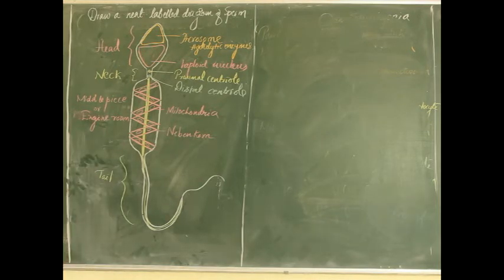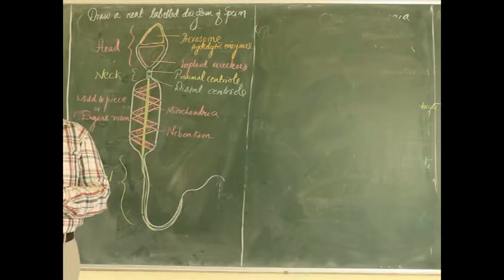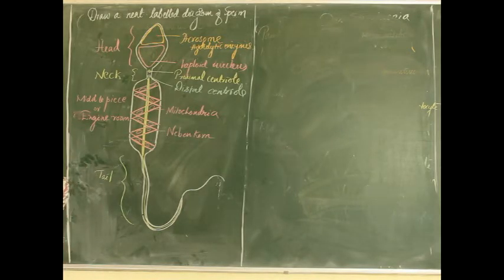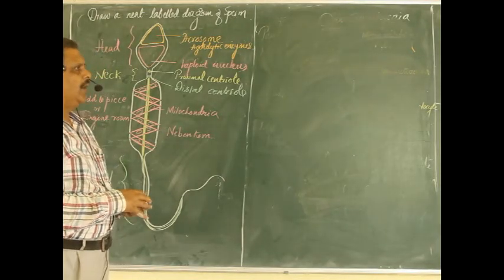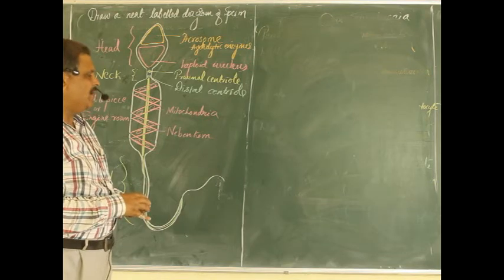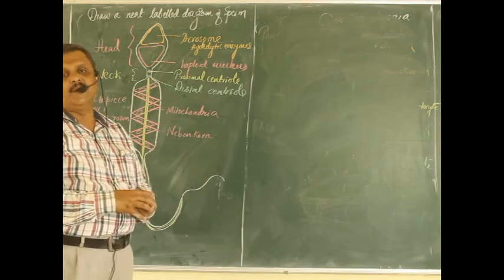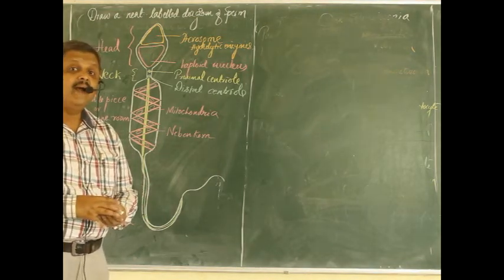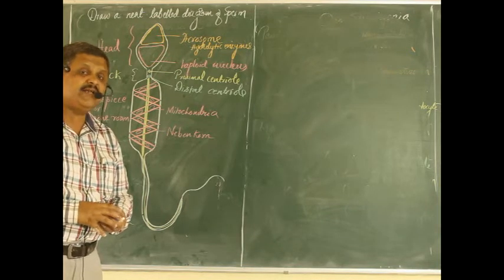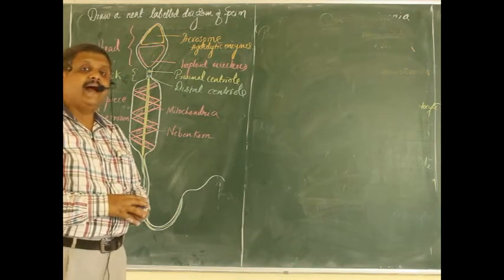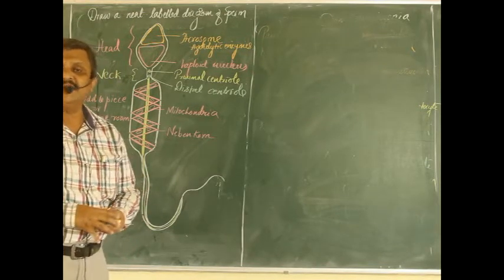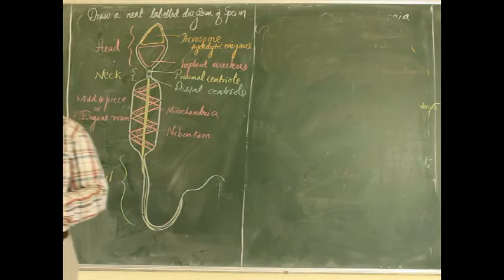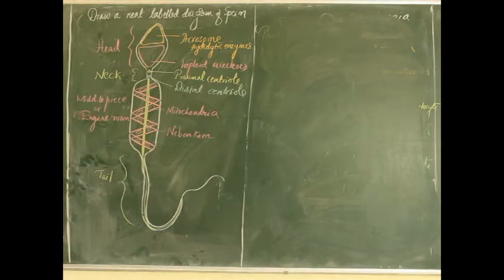And my dear students, out of these sperms which are ejaculated during the sperm ejaculation, 60% of the sperms should be healthy. And at least 60% should be healthy. Then only that particular sperm will have the ability of fertility. Will get the ability of fertility.